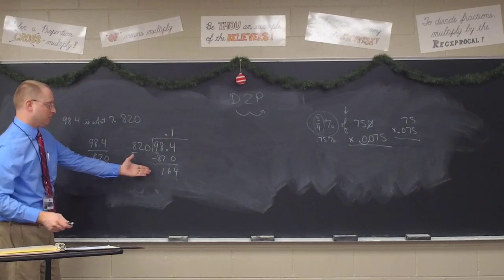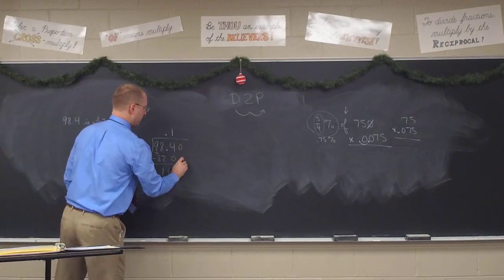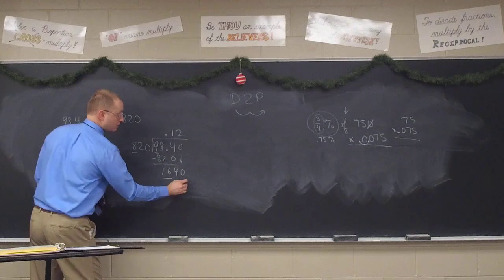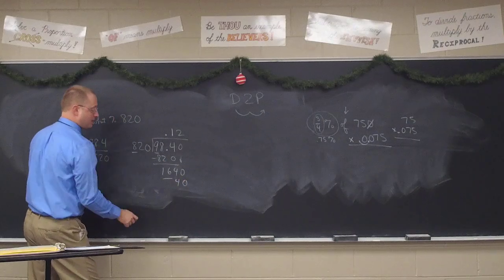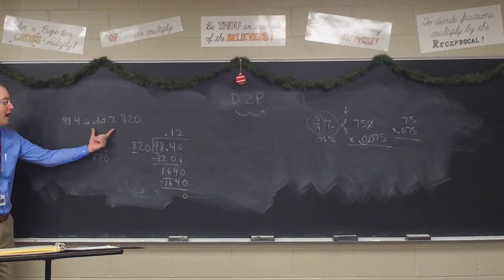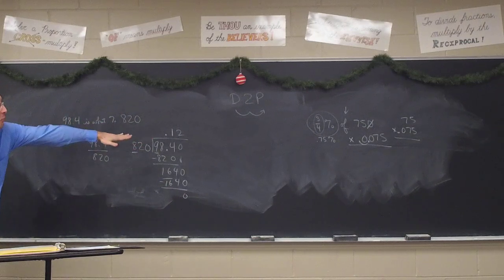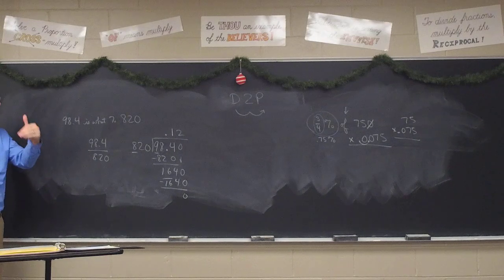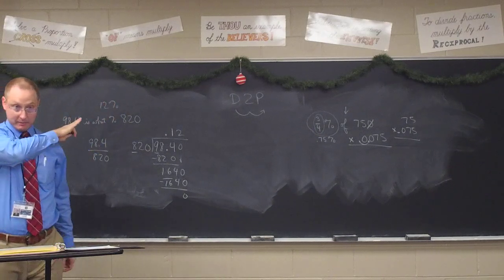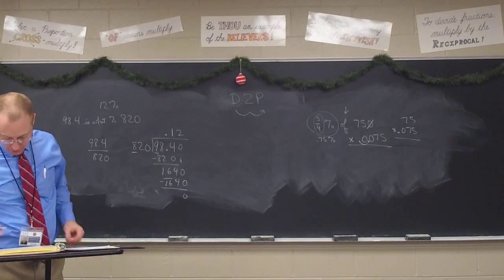But I'm not done. What do I got to do? Add a 0, bring it down. How many times 8 go into 16? 2. Twice. 2 times nothing. 0. 2 times 2. 4. 2 times 8. 16. Now remember, we don't leave it this way though, because it asked me to find what percent. So I can't leave 0.12. I got to go. And what do we get, class? 12%. Questions on that?